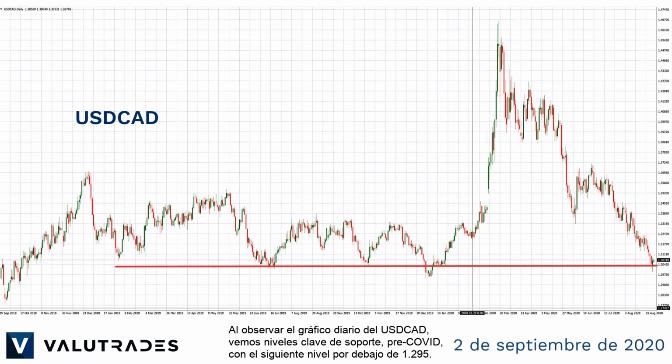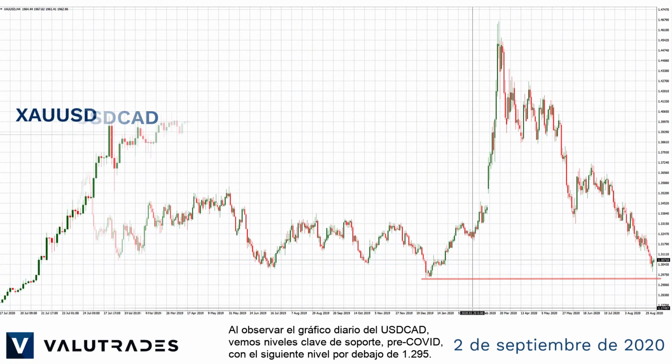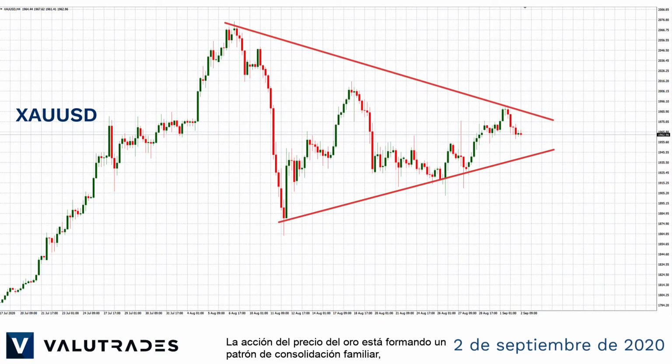Looking at the daily chart on dollar CAD, we see key levels of support pre-COVID, with the next level below at 1.295. Price action on gold is forming a familiar consolidation pattern, so we will watch our trend lines for a break or a bounce.